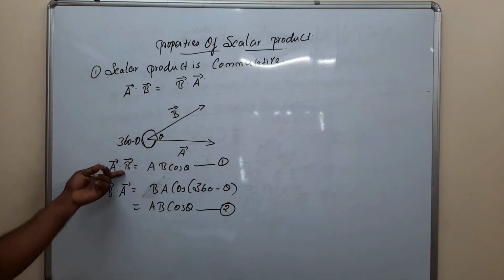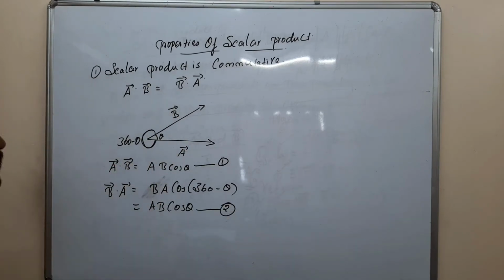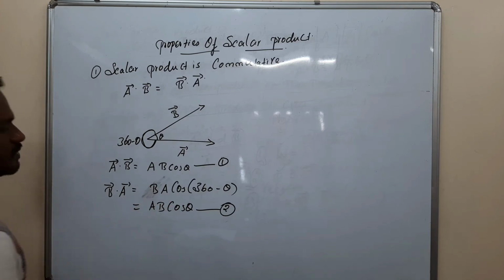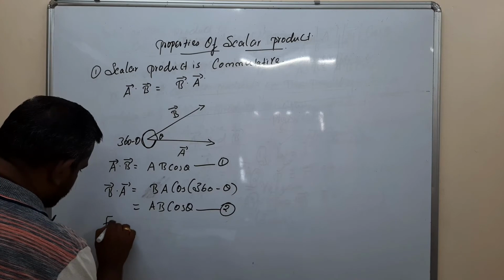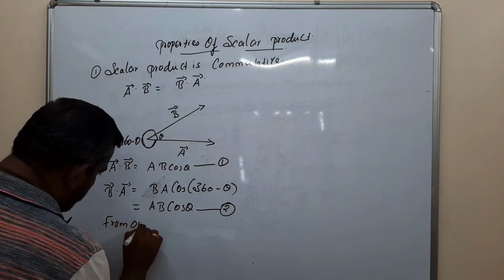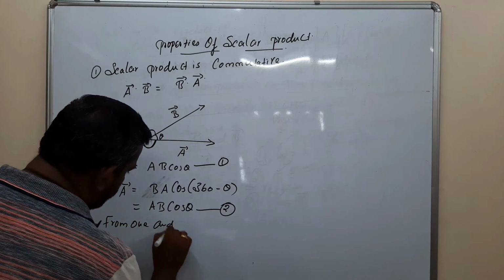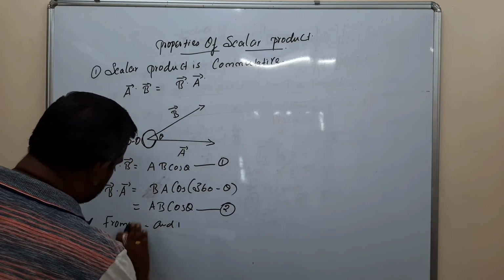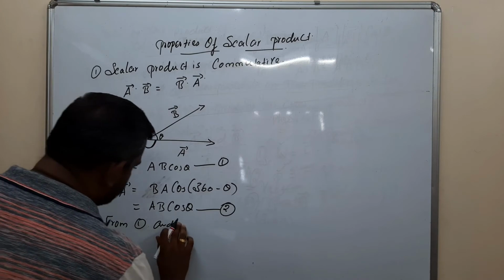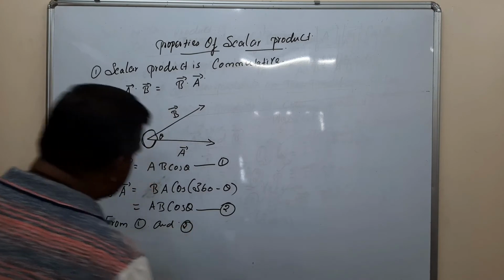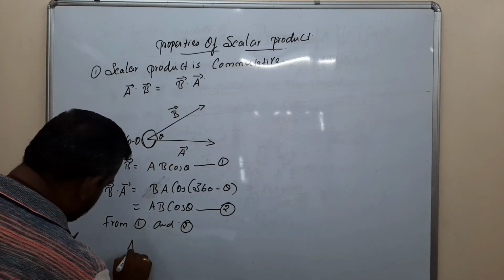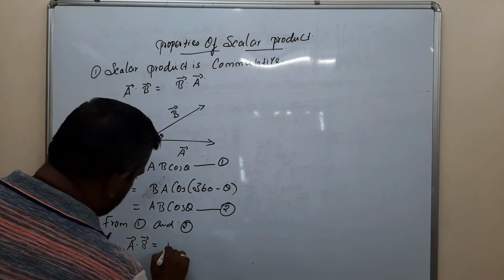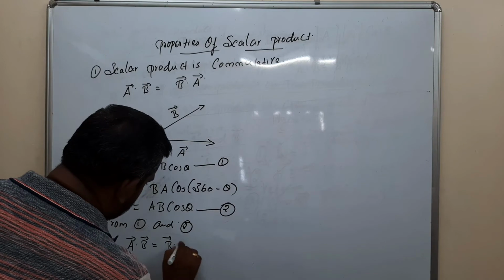So A vector dot B vector is equal to AB cos theta, and B vector dot A vector is also AB cos theta. So from 1 and 2, we can write A vector dot B vector is equal to B vector dot A vector.